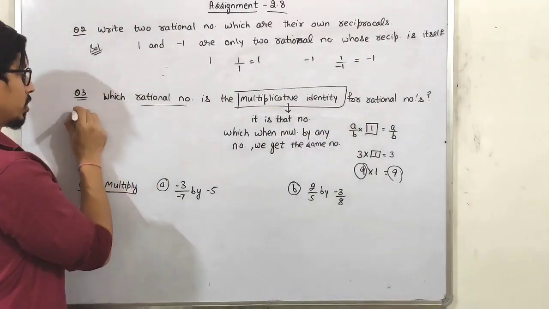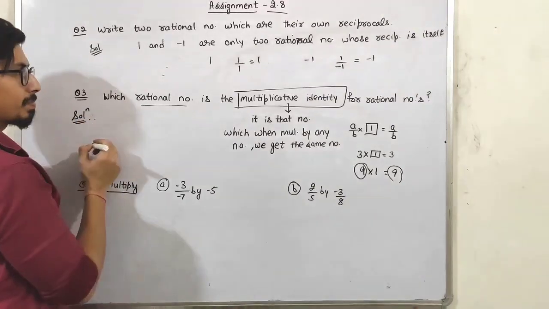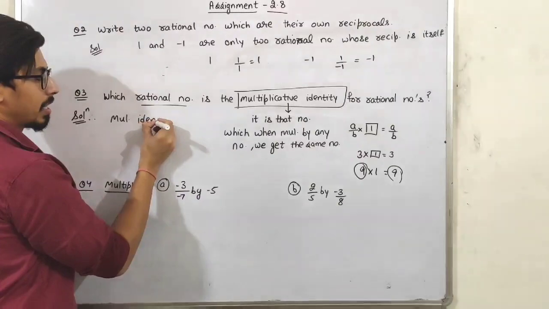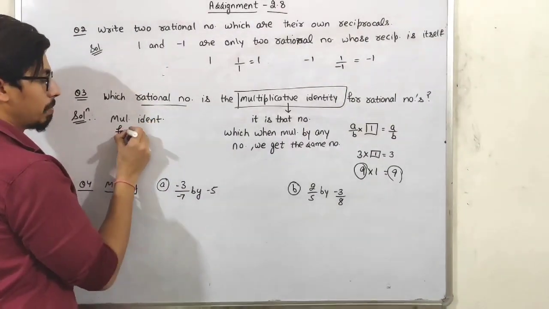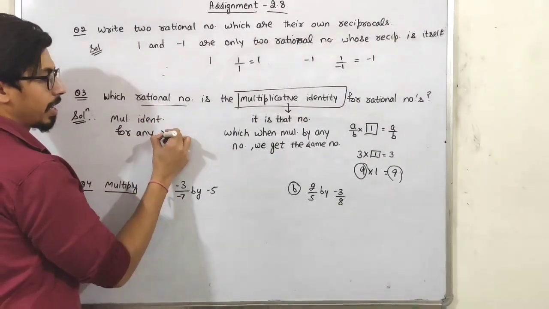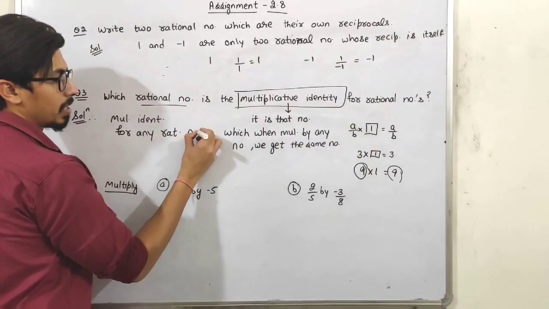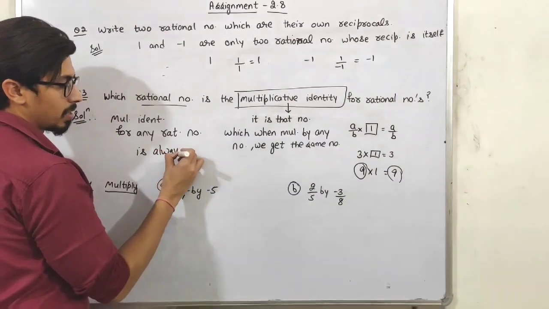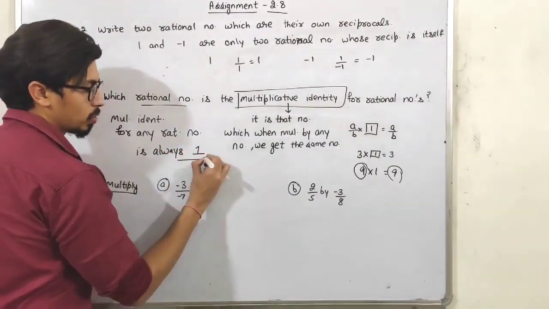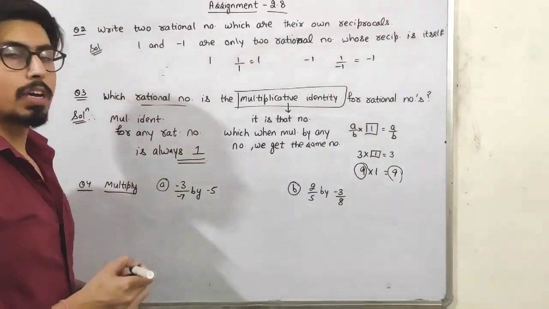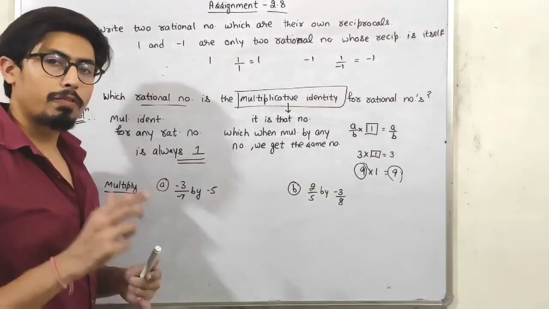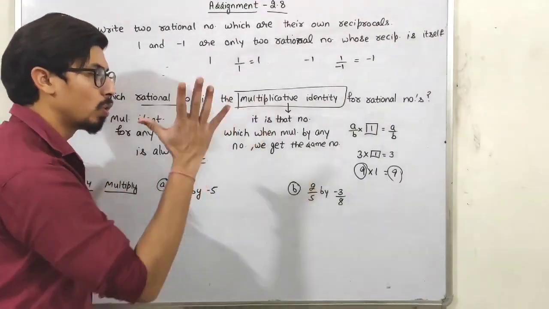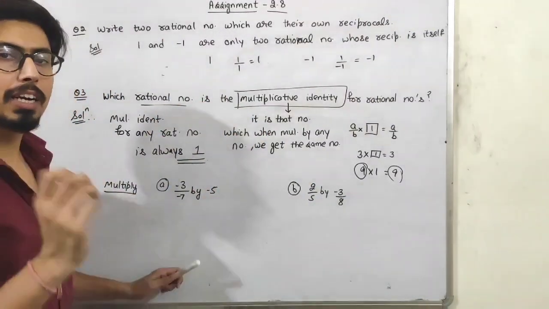So therefore the solution here is: the multiplicative identity for any rational number is always 1. Okay students, so the required answer is 1. Now in question number 4, it has 2 parts in which we have to just multiply the 2 terms.